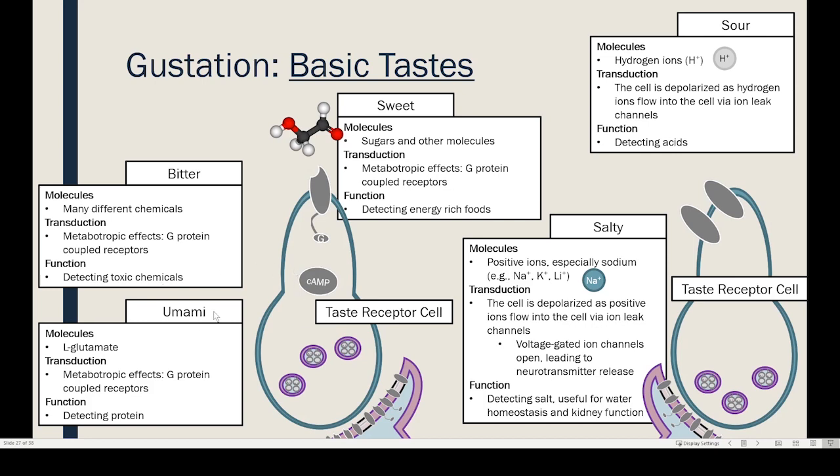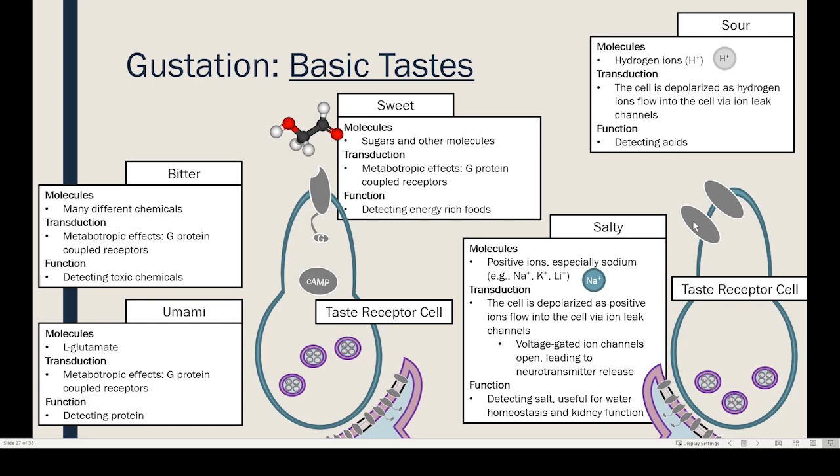So the last basic taste that works with these types of taste receptors is umami. I think they describe it as kind of a meaty taste. You can taste it in meats and cheese and stuff. So the molecule that would bind to taste receptor cells in this case is called L-glutamate, and it's useful for detecting protein when you're eating. So if your body feels like it needs protein to build muscles or anything else, then you might crave umami flavors.